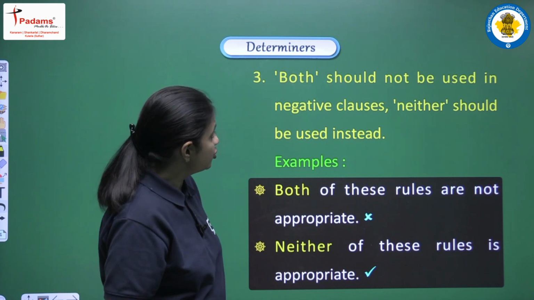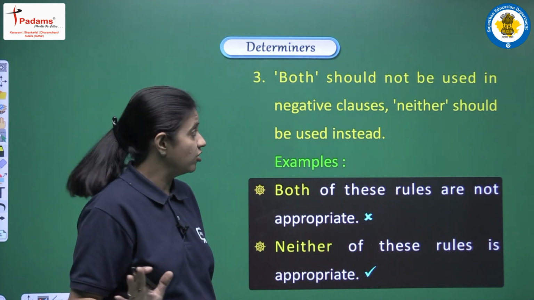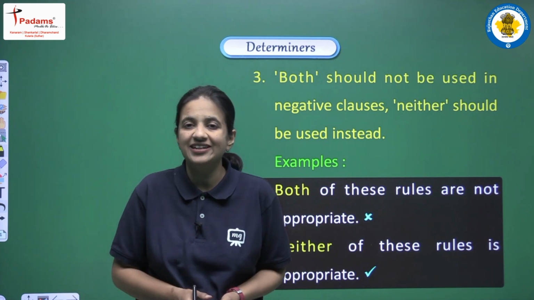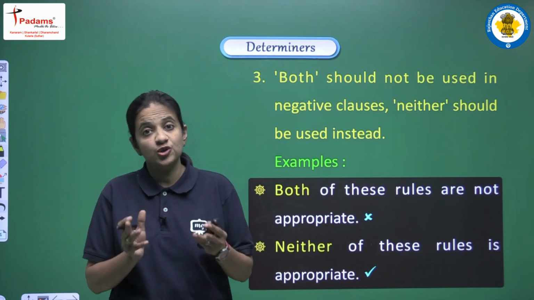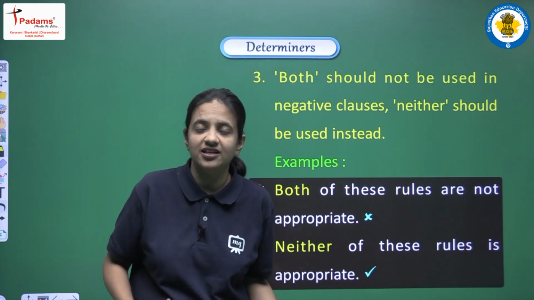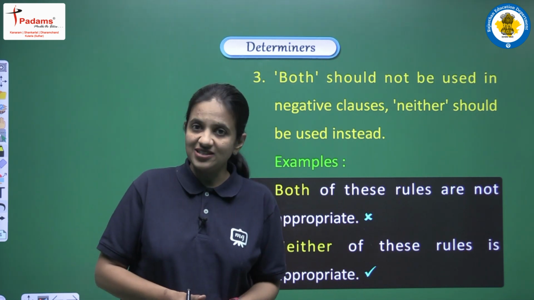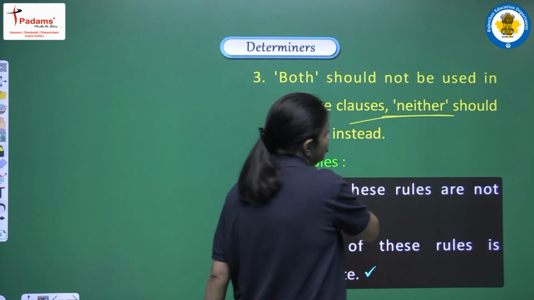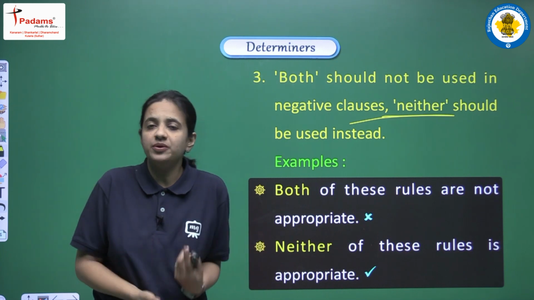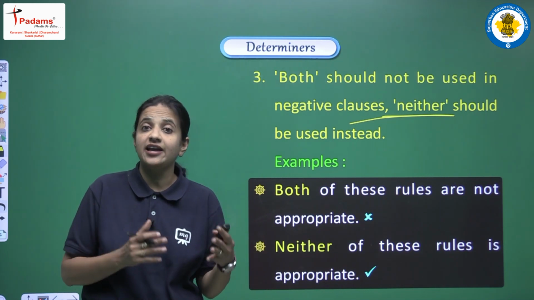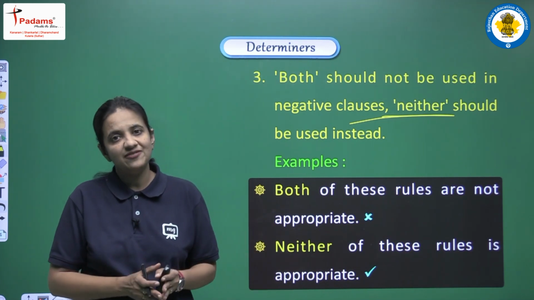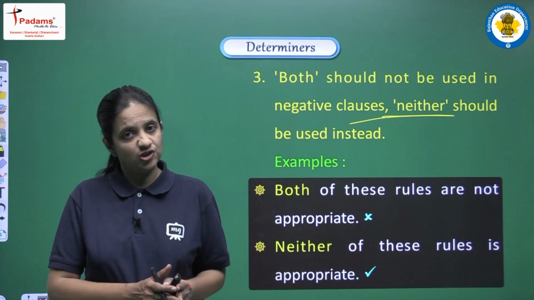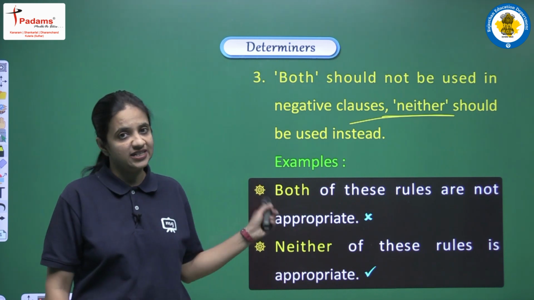Next is, both should not be used in negative clauses, neither should be used instead. So the next point we are having here is that the word both should not be used in a negative sentence. If we are having a negative sentence, at that time in the place of both we have to use neither. Neither is a proper alternative of both in a negative sentence, right? So if we are having a negative sentence, we have to use neither, we should not use both. So how? Let's see the example.